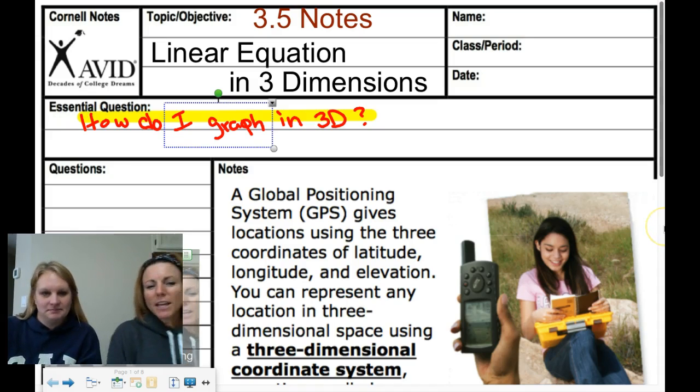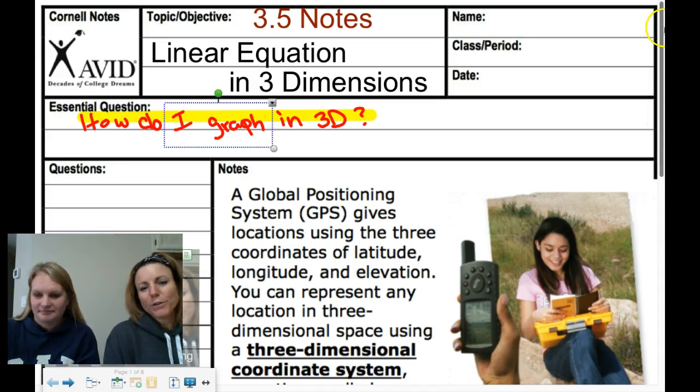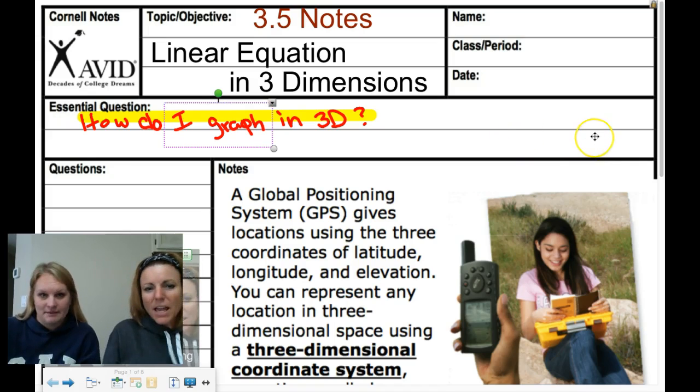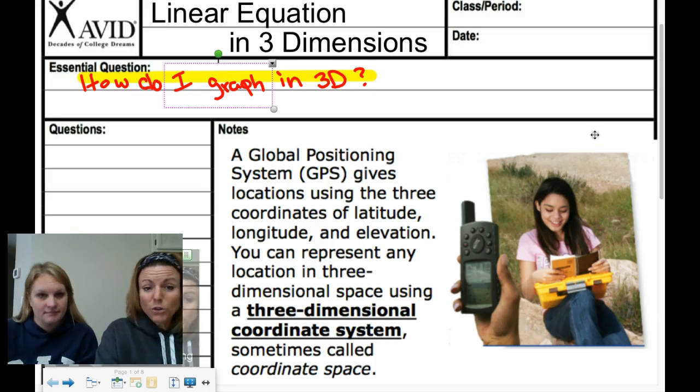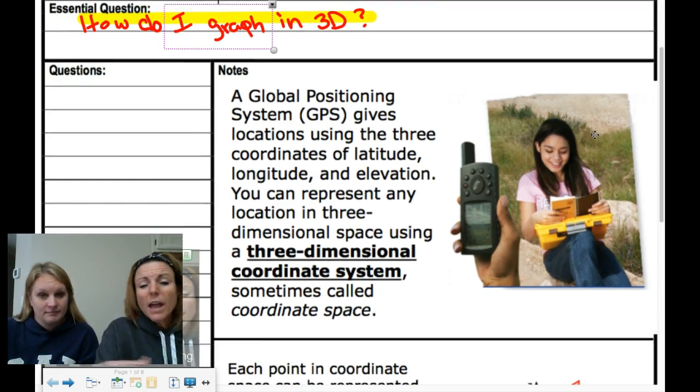So think about a GPS system, right? Your phone, anything these days, gives locations using 3 coordinates. We have a latitude, a longitude, and an elevation. So the whole world, everything's in 3 dimensions, and you really have to understand what that means. Today, we're going to talk about a 3 dimensional coordinate system.